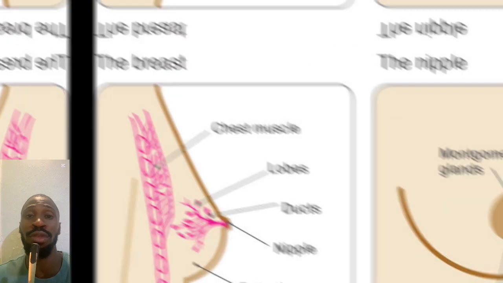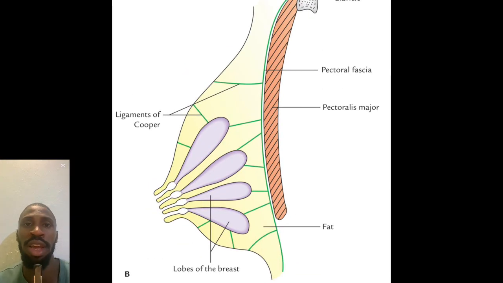So what is the stroma of the mammary gland? The stroma of the mammary gland contains dense connective tissue and fat. Again, it contains dense connective tissue and fat, which forms the supporting framework of the mammary gland, or the breast. The first one is the dense connective tissue.